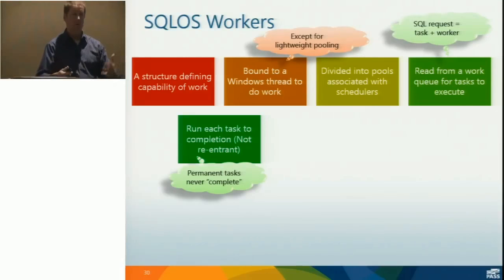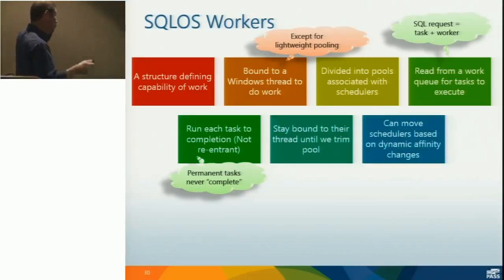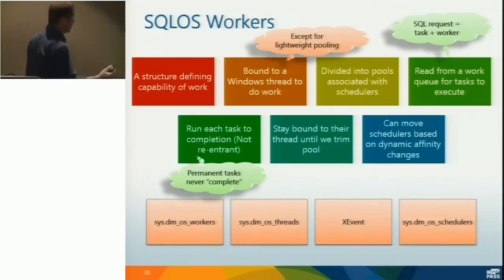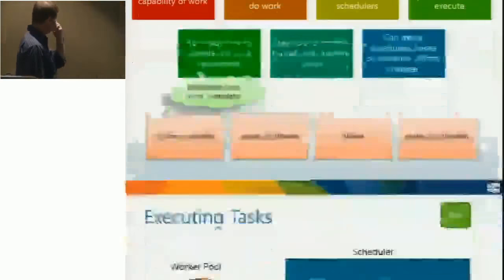So that worker is bound to that task for the life cycle of the server. And the workers stay bound to their thread until we trim the worker pool. And as you've seen, they can move schedulers based on dynamic affinity. Pretty neat. And then here's some information you can see about their DMVs. I have an actual DMV query to show you a breakdown of workers, threads, and tasks all in one join, and how we can actually see it in the debugger.